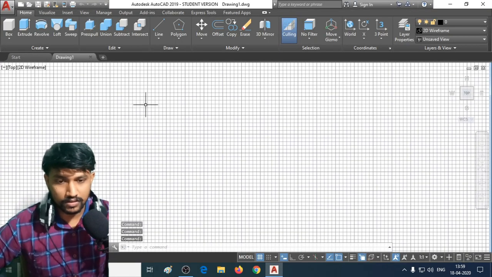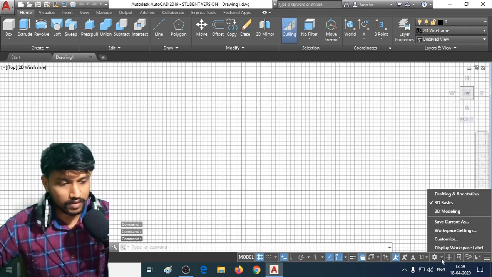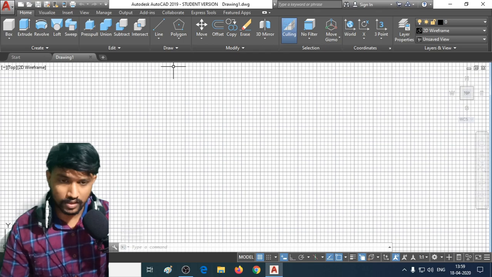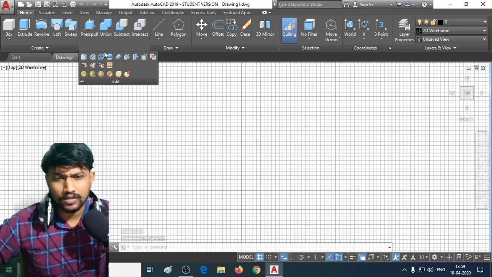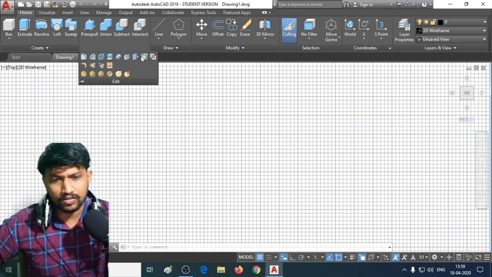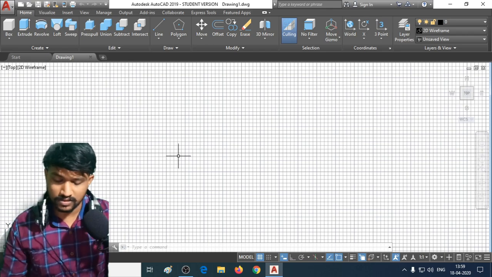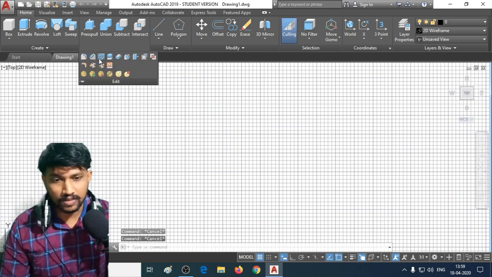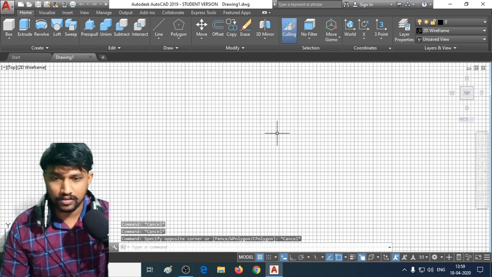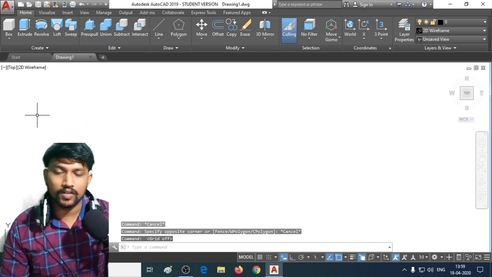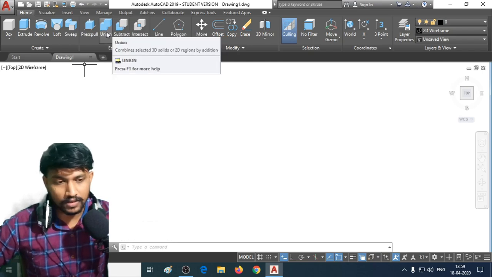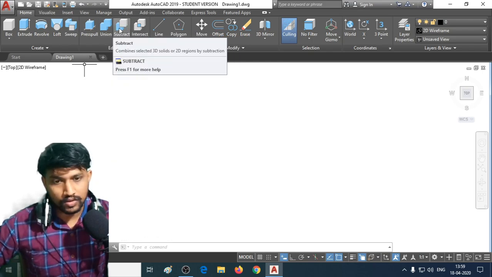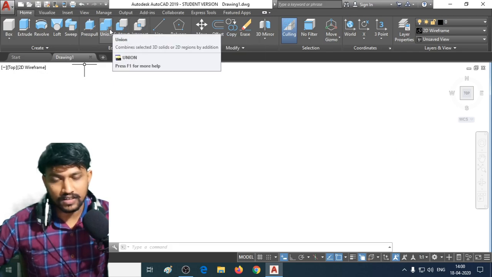Okay, let's take a new tab. Today we will talk about the union, subtract, intersect, and a few more three-dimensional solid editing commands. Solid means it's a three-dimensional object, so these are 3D editing commands. We will see some of these solid editing commands. The first one that we're going to see is the union command. So union, subtract and intersect.